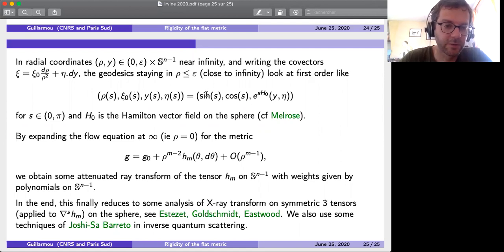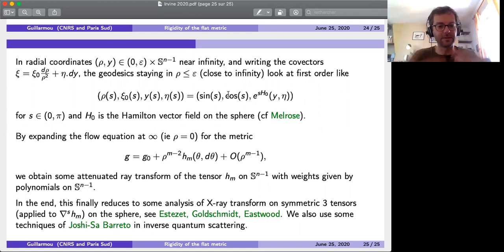It's a bit like the geodesic on a cone. So it's sin of s, cos of s, and then the Hamilton flow on the sphere for time between 0 and pi. So this appeared in the work of Melrose, for instance, in scattering theory for the class of manifolds he was working on in the middle of the 80s, also with Zworski. So this is really the Euclidean case somehow. In our case, what we can see is that the geodesics look like this at first order, but then there is perturbation because we are not in the Euclidean case.